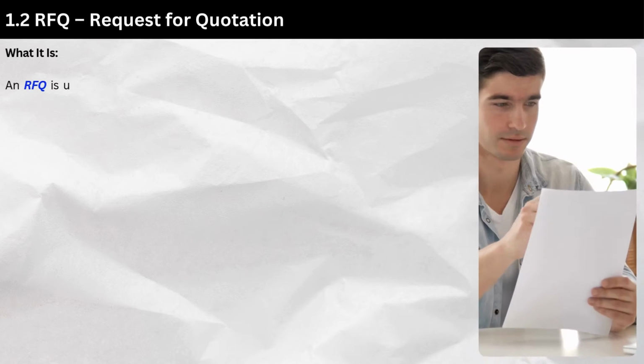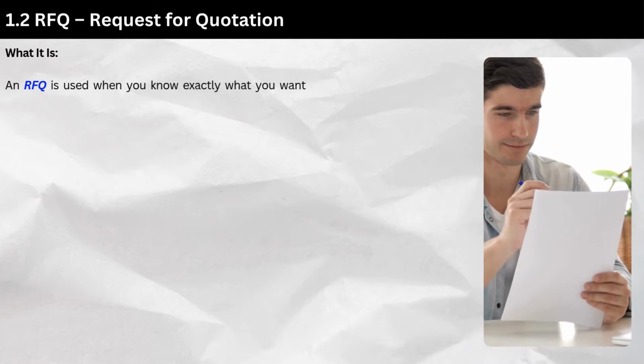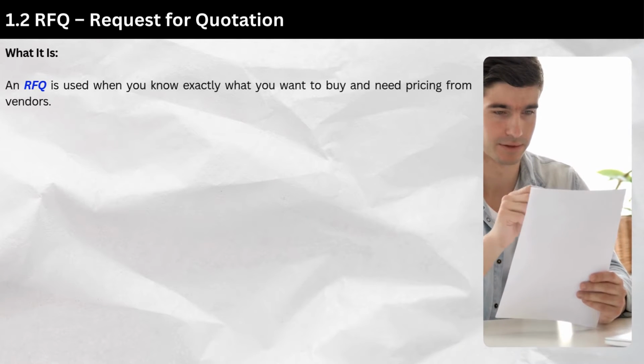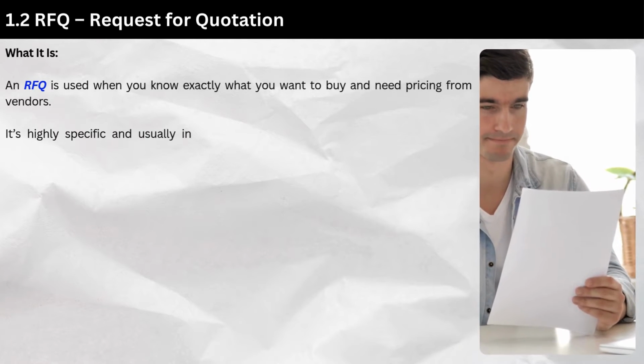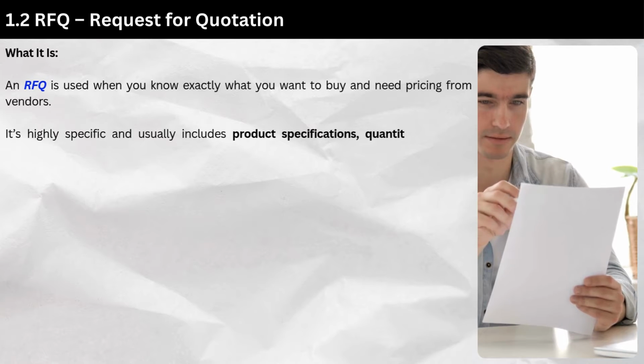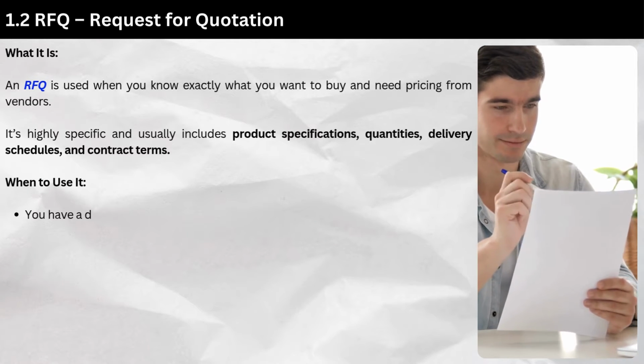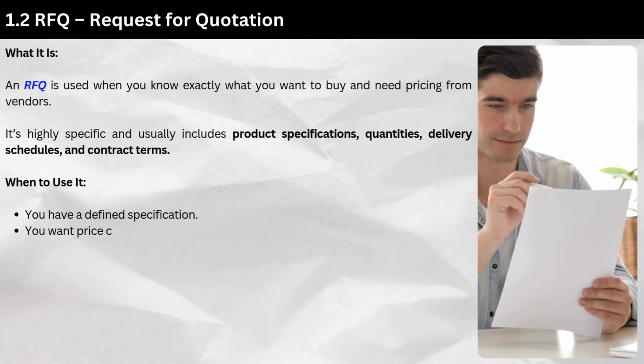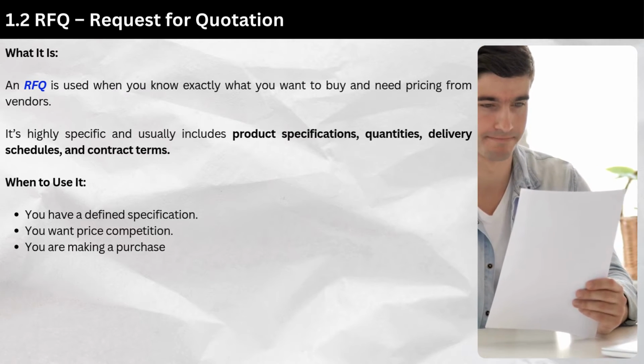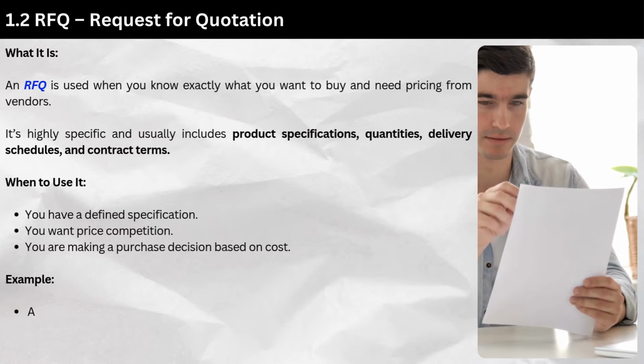1.2 RFQ, Request for Quotation. What it is. An RFQ is used when you know exactly what you want to buy and need pricing from vendors. It's highly specific and usually includes product specifications, quantities, delivery schedules, and contract terms. When to use it. You have a defined specification. You want price competition. You are making a purchase decision based on cost.